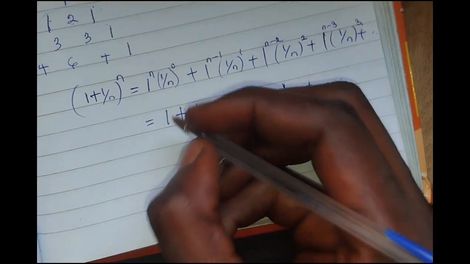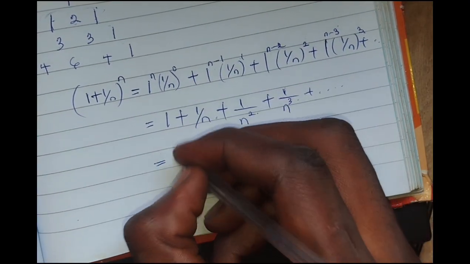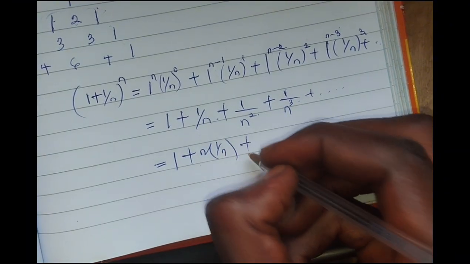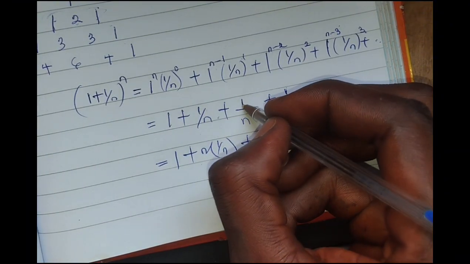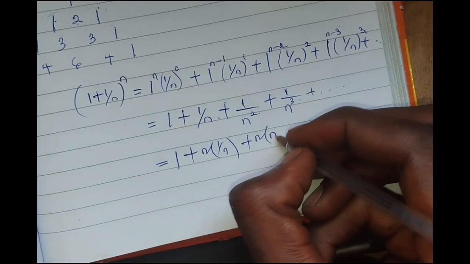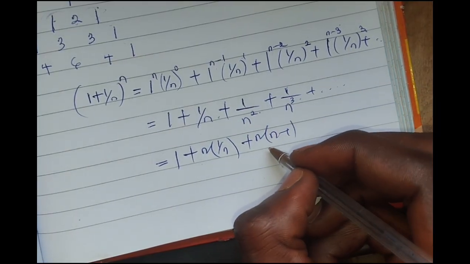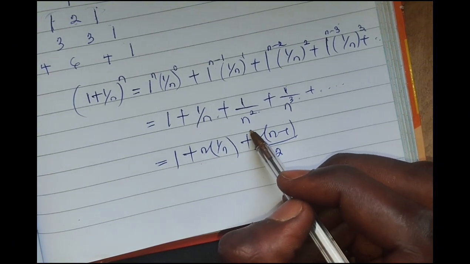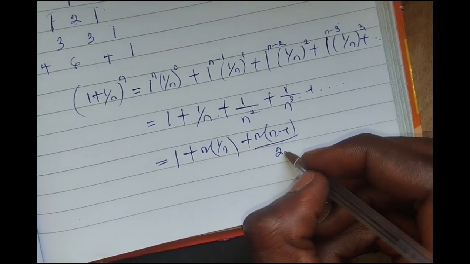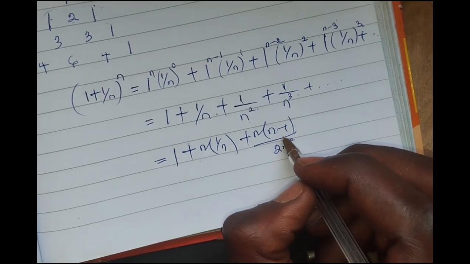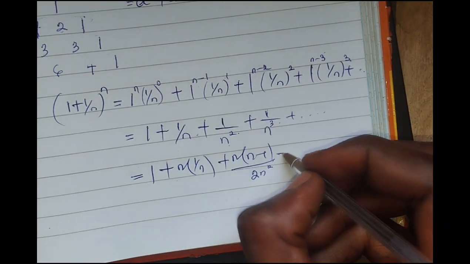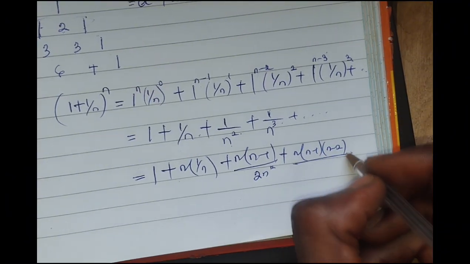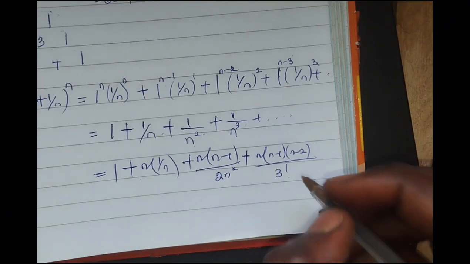So now let's go. So we have 1 plus n into 1 all over n, plus here we have n into n minus 1 all over 2 factorial, but we have an n squared here, so don't forget n squared. You see that? n squared, plus n into n minus 1 into n minus 2 all over 3 factorial n cube.